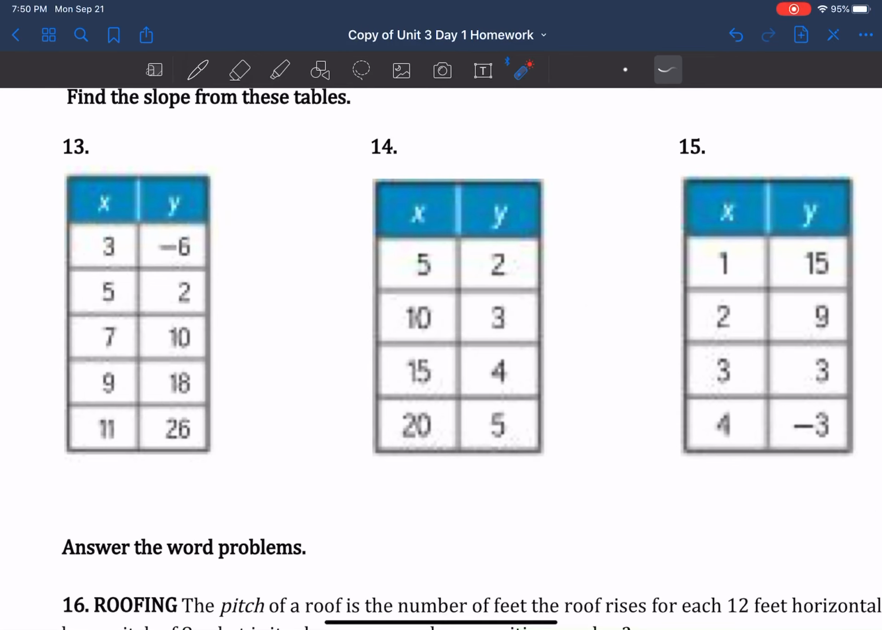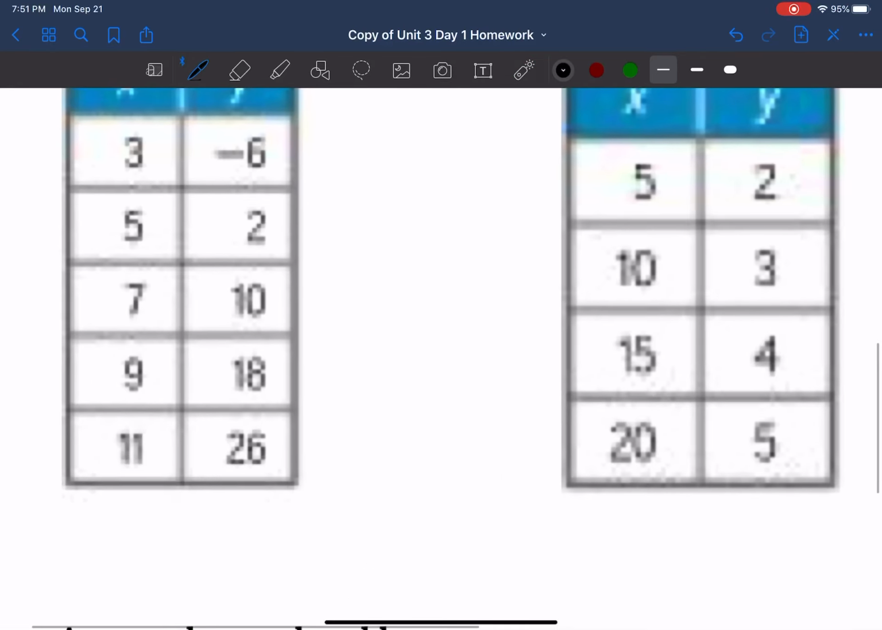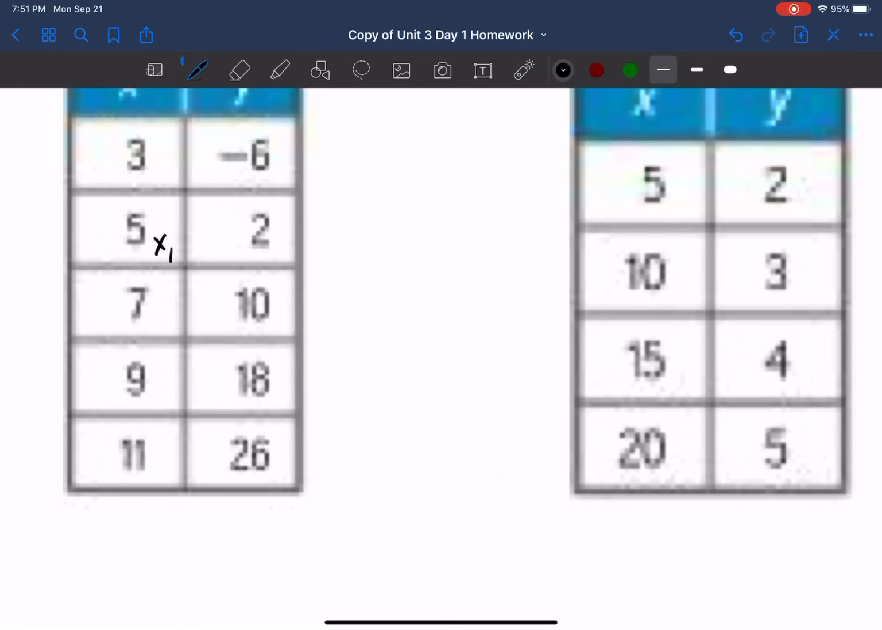And the trick here is we just pick 2. Any 2 points on this table and use them in our slope formula. So let's say I pick this to be my x1, y1, and let's say 9, 18 is my x2, y2. So I label them so I don't forget. 5 is my x1, 2 is my y1, 9 is my x2, and 18 is my y2.